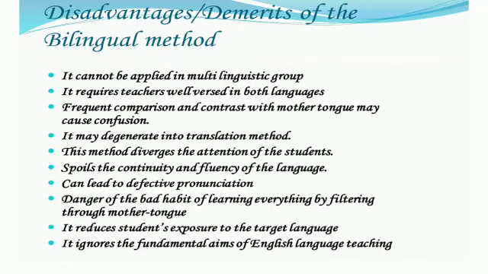So, what are the points? The first point is it cannot be applicable in a multi-linguistic group. Number two, it requires well-versed teachers in both the languages, the mother tongue as well as the English language. Number three, frequent comparison and contrast. The contrast between the features of two languages, English and mother tongue, is likely to confuse the students.